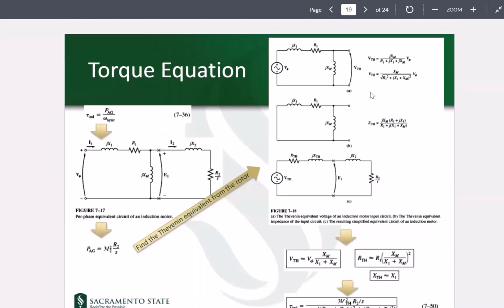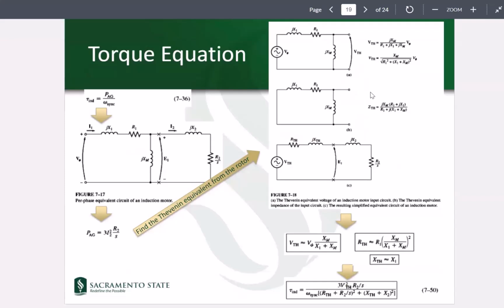Now, let's come up with a torque equation. So in order to come up with a torque equation, here's what we do. We know that torque is equal to P air gap over omega synchronous. We go through this equivalent circuit. We know that in this equivalent circuit, P air gap is 3 times R2 over S times I2 squared. Now, from this, we find a Thevenin equivalent circuit from the rotor, from these two terminals, which gives us this.